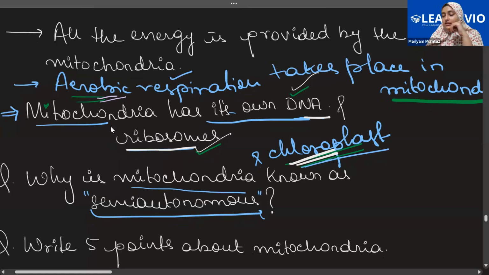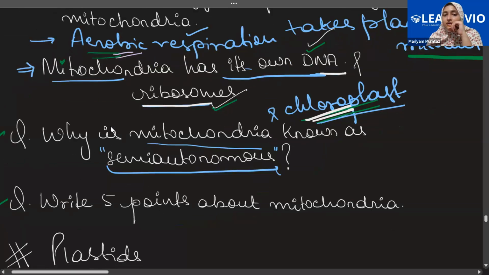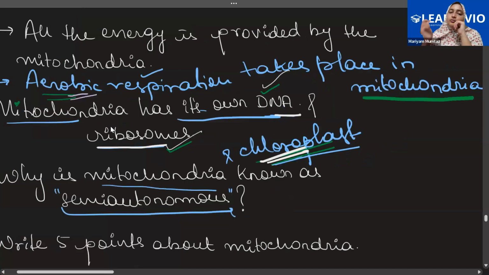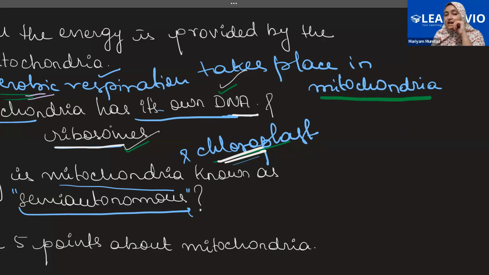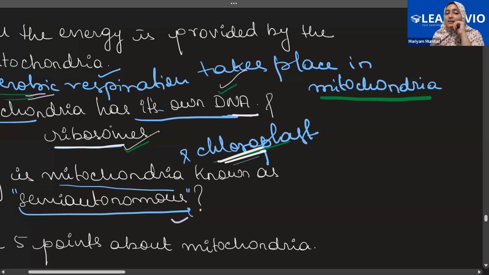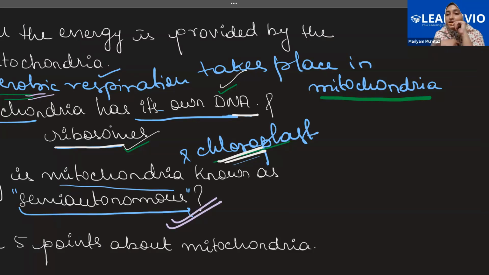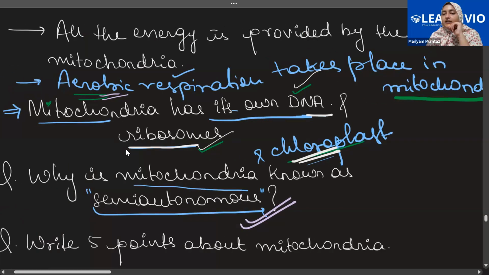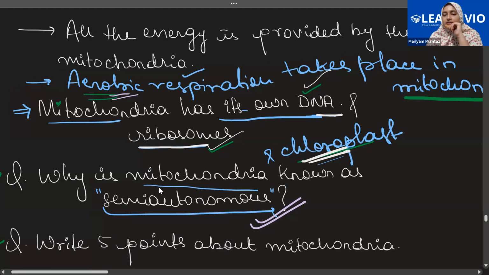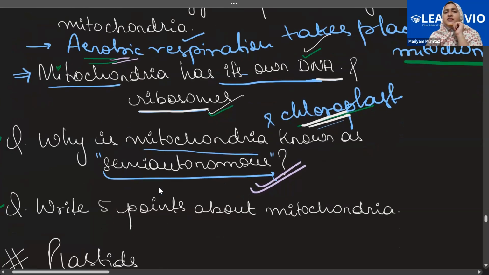This is the reason why the mitochondria and one more cell organelle, which is known as chloroplast, these two cell organelles are known as semi-autonomous, meaning they can regulate things on their own. Clear? Yes, ma'am. They can manage their things because they have their own DNA and their own ribosome. So they are very independent.